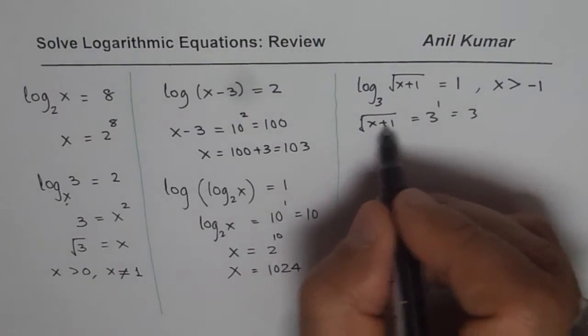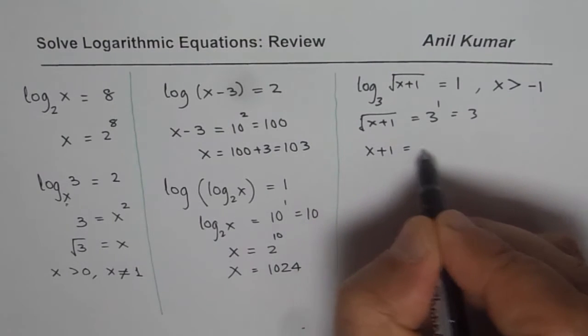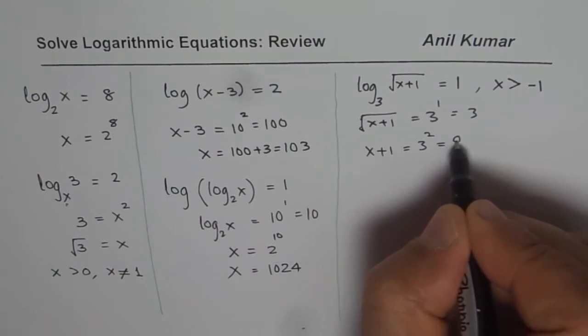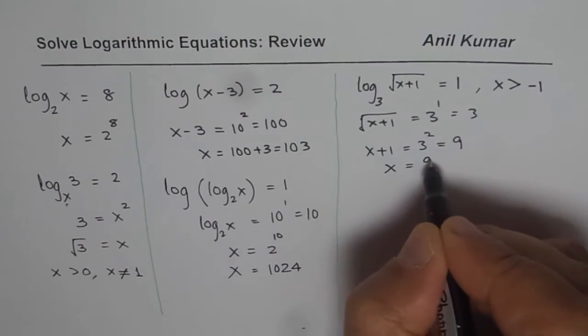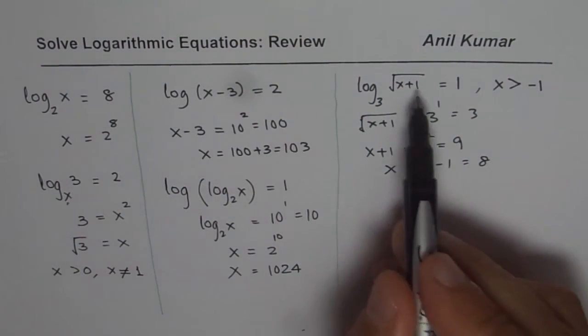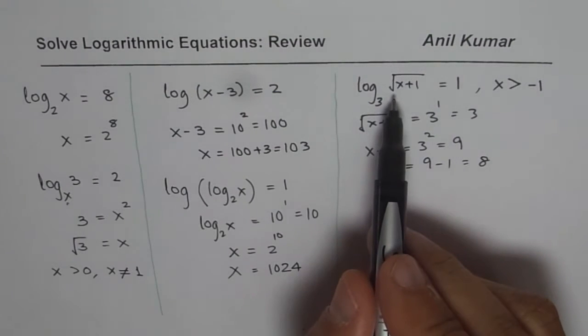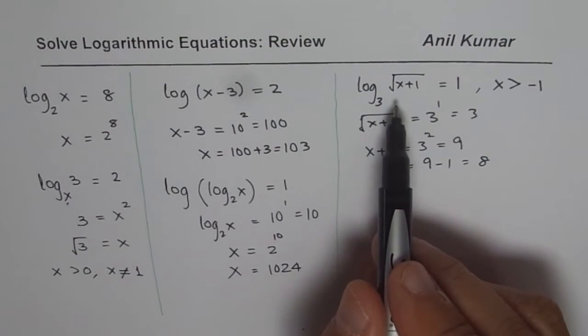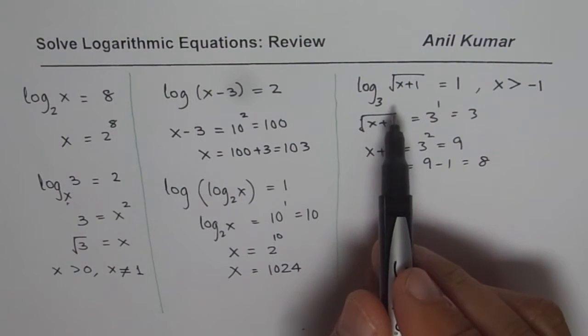Now let's solve. When we square both sides, we get x plus 1 equals 3 squared, which is 9. And so x is equal to 9 minus 1, which is 8. You get 8, you can always test your answer. It is good practice to test your answers, correct? You can test your answer and get the solution. So that is another way of solving this.